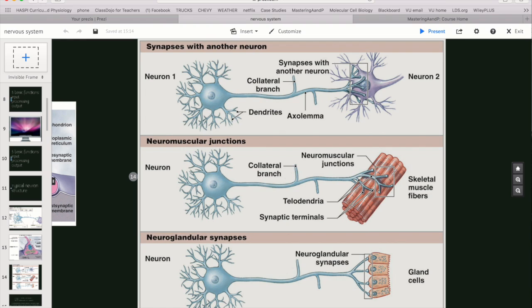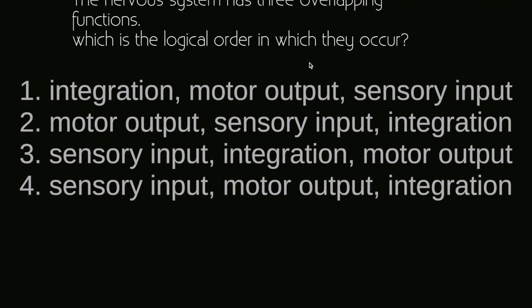So we have some review questions to help you understand. The nervous system has 3 overlapping functions, and the logical order in which they occur is, well, first we have to have sensory input, then we have integration in the central nervous system, and then motor output. So number 3 is correct.